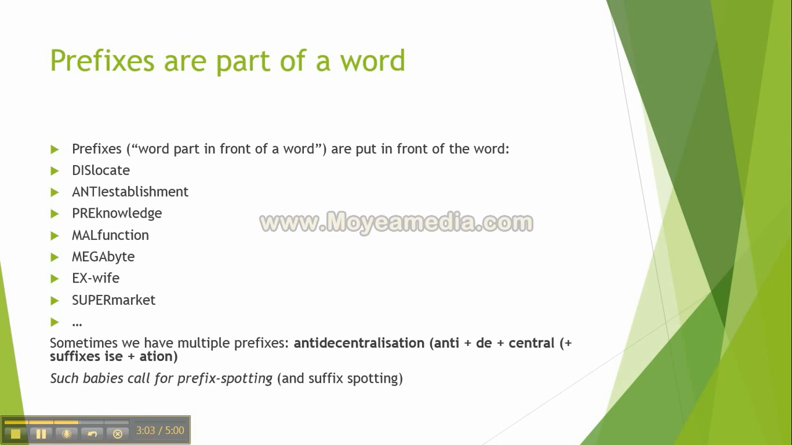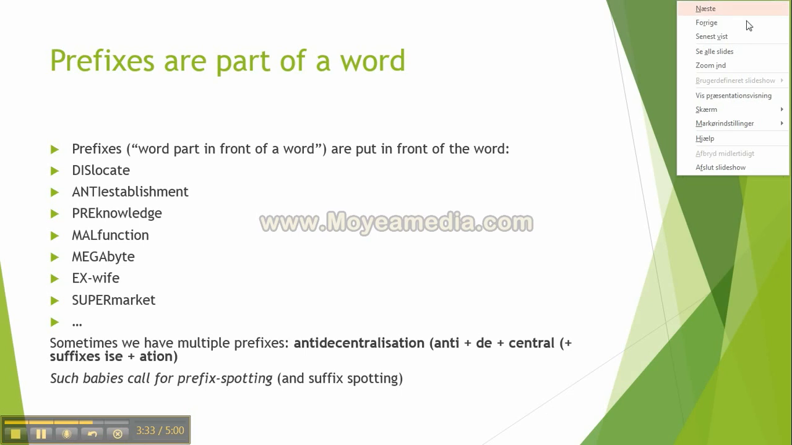Sometimes it's even more complex, and you have multiple prefixes, as in anti-decentral. Alright, anti and D together with central, and you can also add I and sation, and then you have anti-decentralization, the original word being central, and such a thing would call for prefix spotting. Right, on we go.